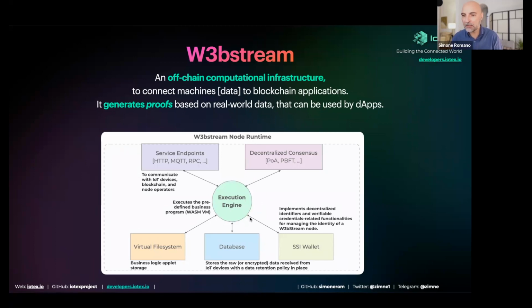functionalities, basically allowing the WebAssembly module to easily deal with the authorization of the different actors of a WebStream network, starting from the node identity itself up to managing the device identities and user identities and so on and so forth. And finally, the WebStream node runtime will also include a decentralized consensus module, which will implement different possible consensus mechanisms for the WebStream network and eventually realize a decentralized layer for WebStream.